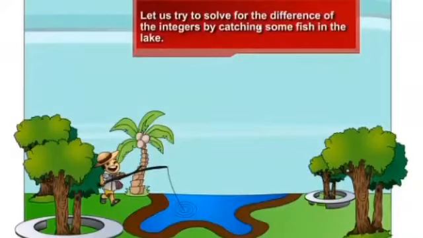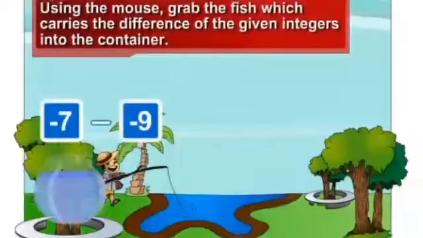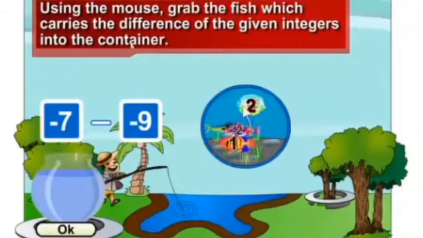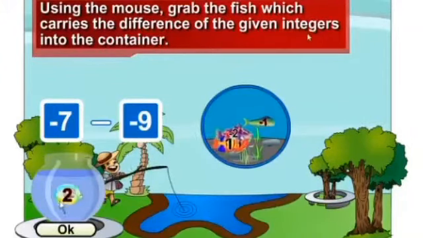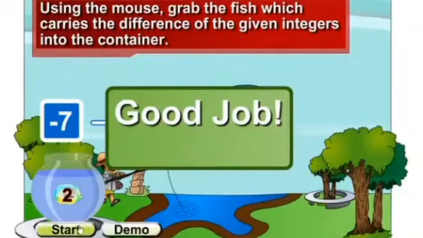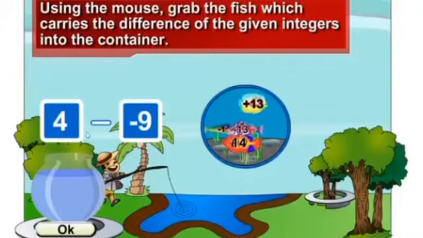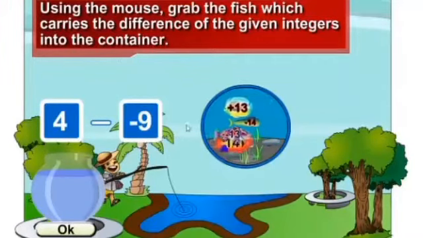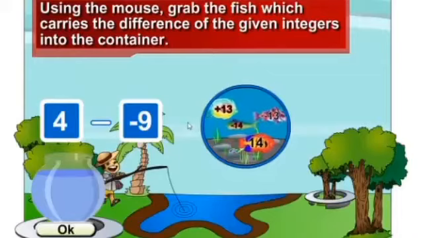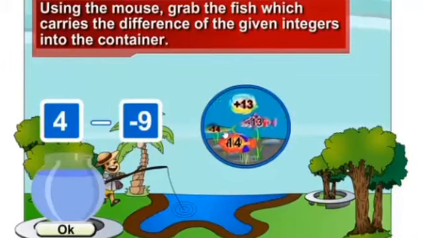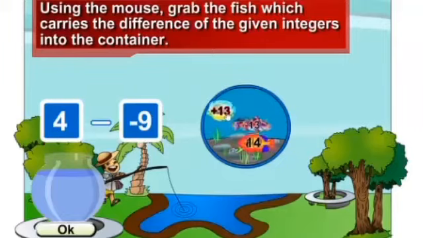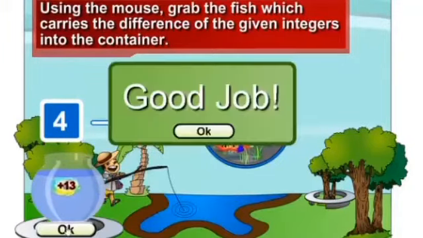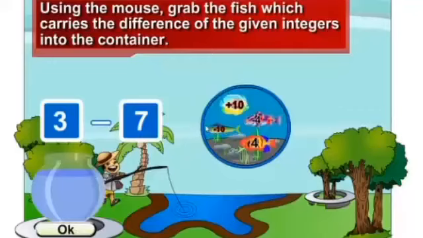Let's try to solve for the difference of the integers by catching some fish in the lake. Using the mouse, grab the fish which carries the difference of the given integers into the container, like the demo. 4 minus negative 9. Remember, you have to change the subtrahend from negative to positive. So, it becomes positive 9. So, what's the answer? Positive 13. Very good.